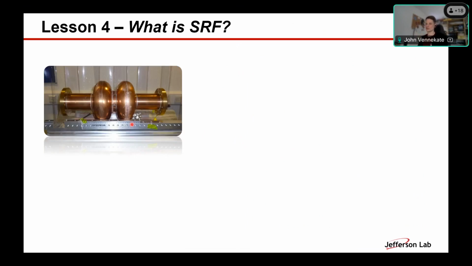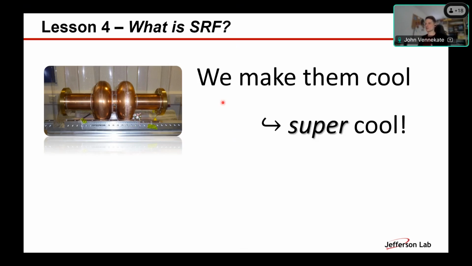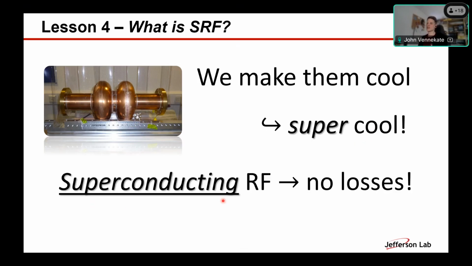But just like I said, as a little gag on the side, the obvious real answer is, when you remember the 2-cell copper cavity from before, what we do in a nutshell is we make those resonators cool. We actually make them super cool, as in superconducting. And superconducting RF, SRF, means that you have no losses. If you operate these normal conducting machines, you will generate a lot of heat on the surface of these cavities, or in the outer shell of these cavities, the copper normal conducting material, when you introduce that RF field.